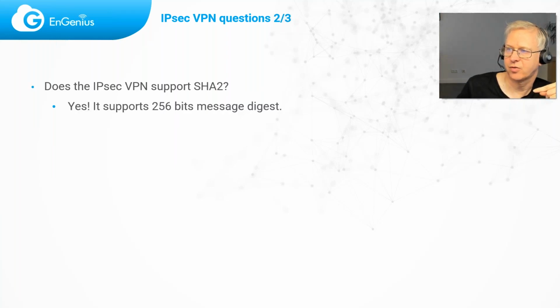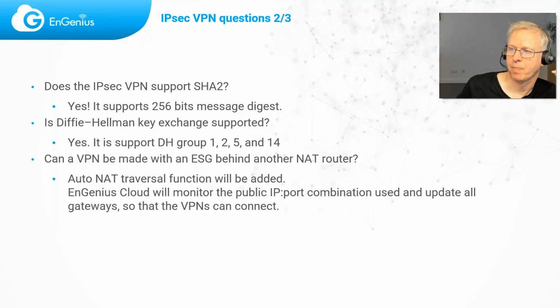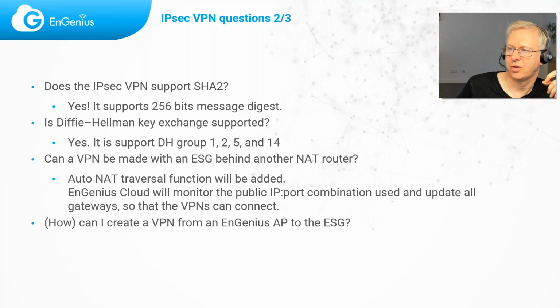We support SHA2. We support Diffie-Hellman 1, 2, 5, and 14. There will be an auto-NAT traversal function as a public function or a paid function later, and this should make it easier to connect to a gateway behind another NAT router. But you can also already configure this manually.